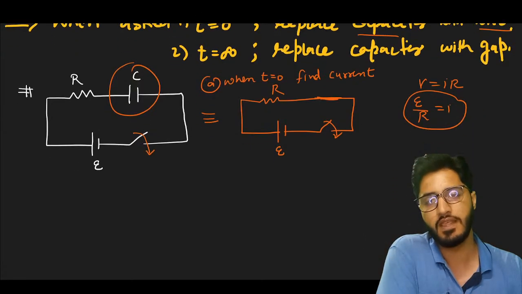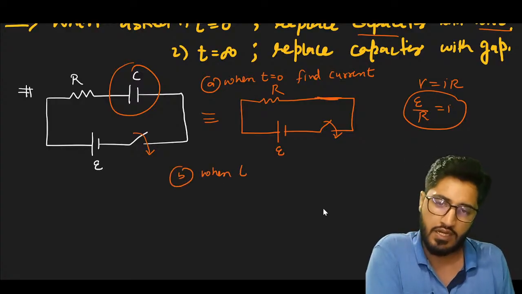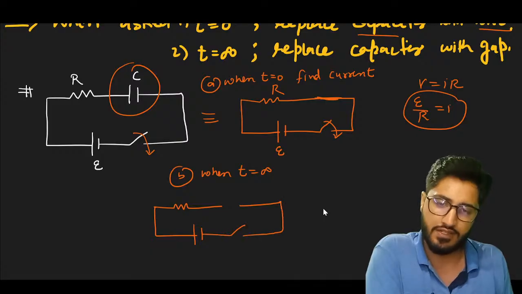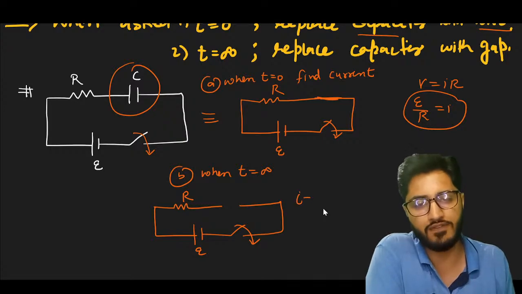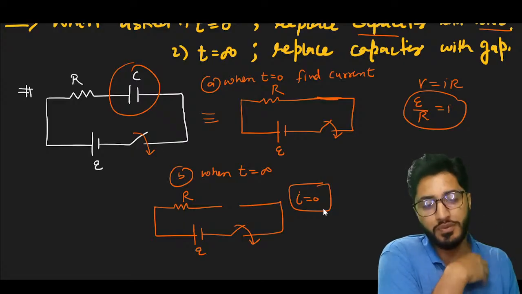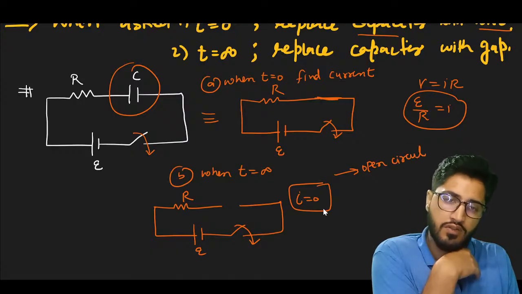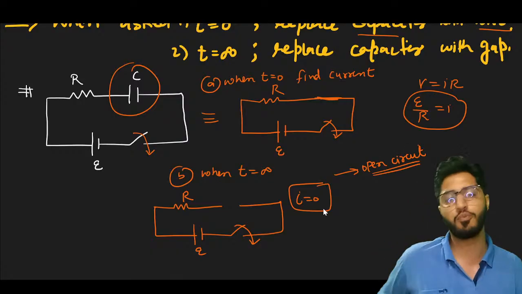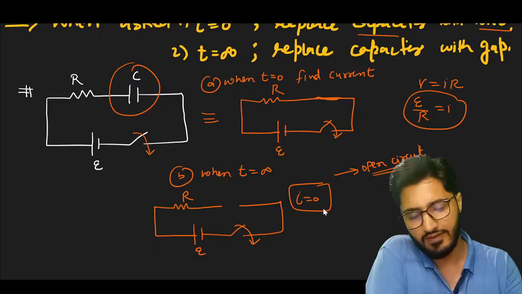The second part, B part. When T is infinite, so what you need to write? Sir, gap. It is a gap. Gap means incomplete circuit. So no current flows, so I will be 0. Current will only flow when the circuit is closed. This is an open circuit now. If it is an open circuit, so current is 0. Simple topic, no? Very simple.